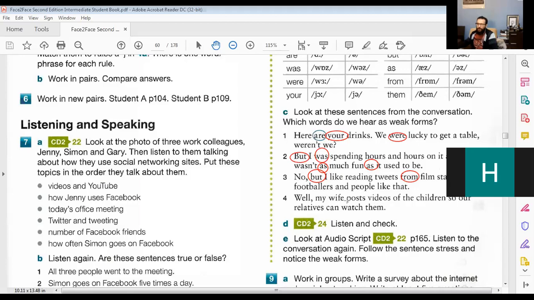Well, my wife posts videos of the children, so our relatives can watch them. Our relatives, I think. Our relatives, normal. But here I think the focus is on them. Did he say them, or them? Did you hear it clearly or not clearly? Not clearly. It's actually strong because it's the last word. Usually if it's the last word you will hear it in full. So focus only on the last word.